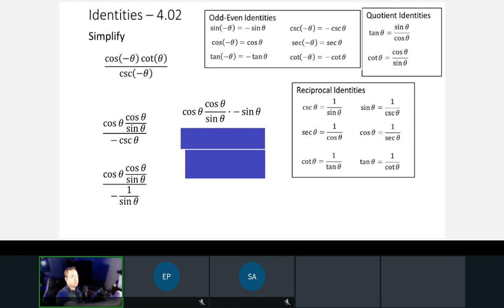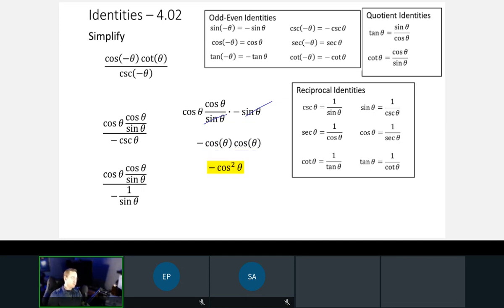All right, so it looks like sine theta and sine theta can cancel out because one's in the numerator, one's in the denominator, and this is all multiplication. And what you are left with would be the negative cosine times cosine. And multiplying those together, you get negative cosine squared of theta. And then that is our final answer.